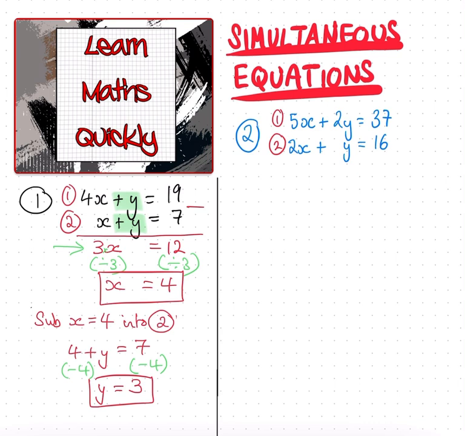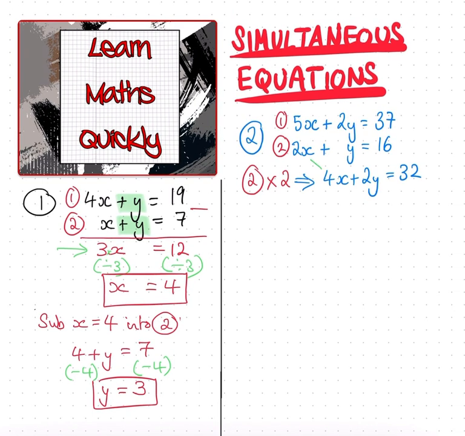In order to do that, the best thing to do is look at equation 2, and we have to multiply the entire equation by 2. That's going to give us our new equation, which would be 4x plus 2y equals 32. Because what I've done is I've done 2x times 2, y times 2, and 16 times 2. Now, I'm going to label this new equation, equation 3.